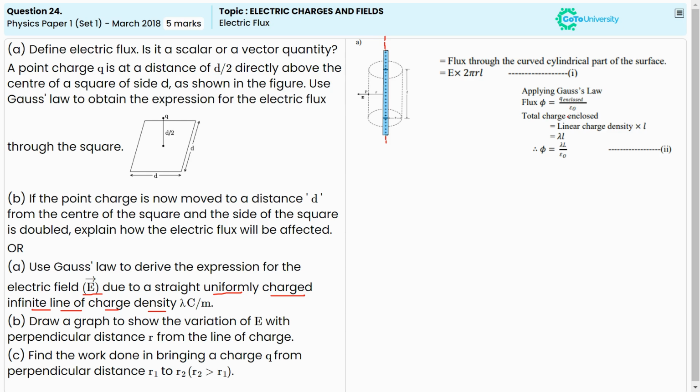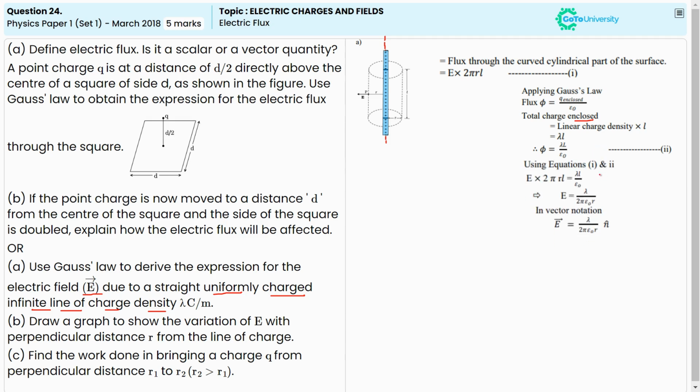by epsilon naught. The total charge enclosed here is equal to linear charge density into L, where the linear charge density is nothing but lambda, into L. Therefore, the total flux phi is equal to lambda L divided by epsilon naught. So this is equation number 2.